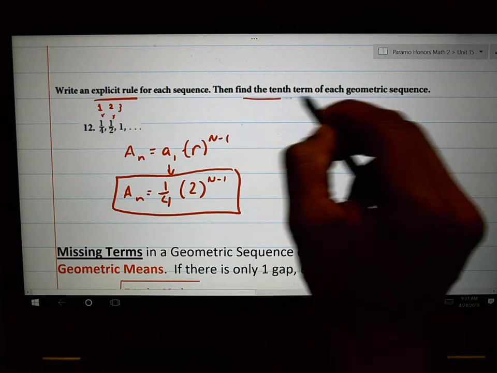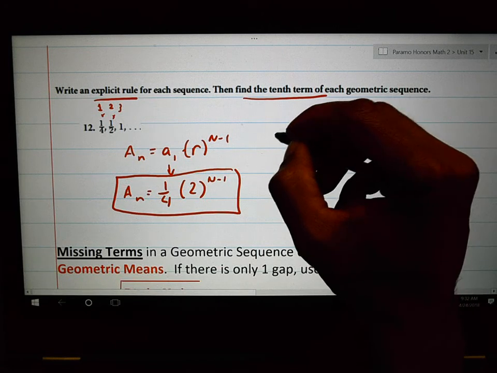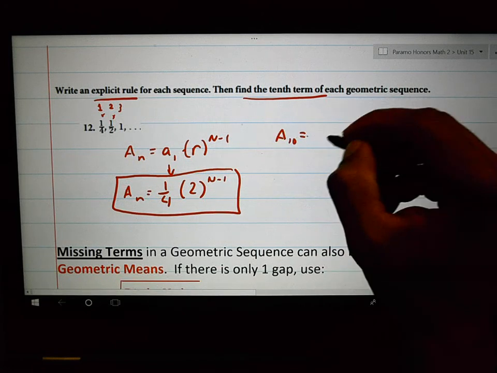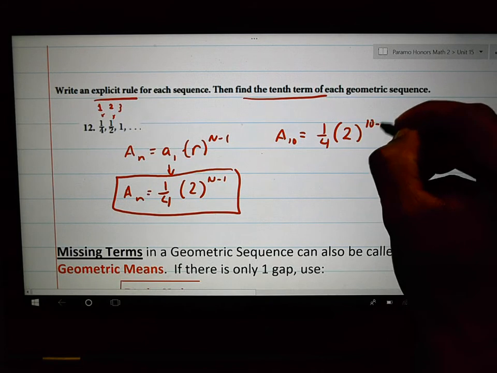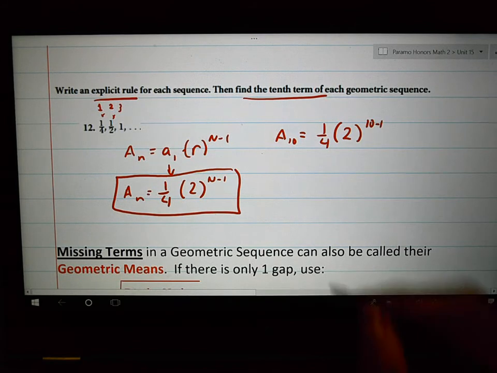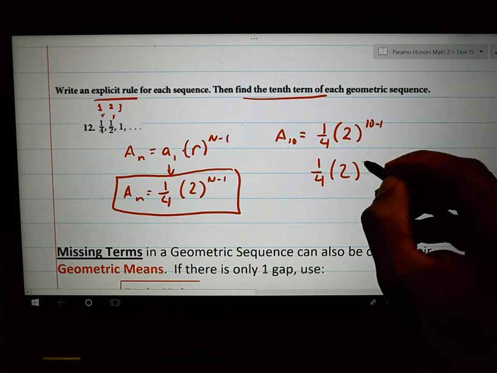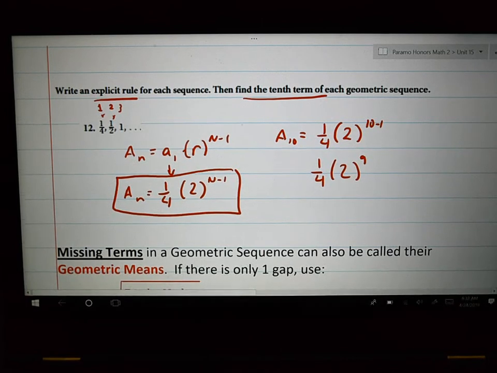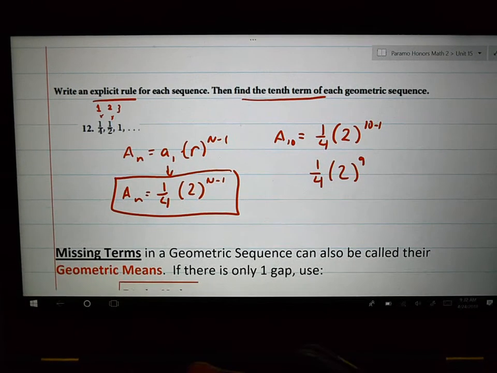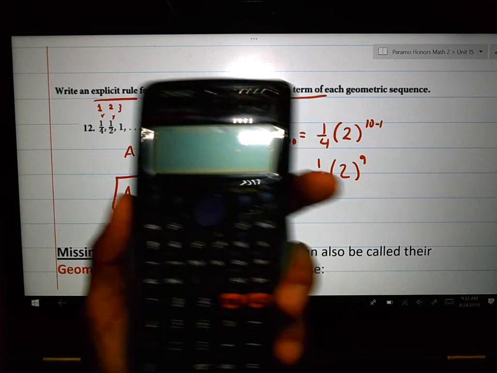The second question says, then find the 10th term. So let's use it to find the 10th term. The 10th term will be when I plug in 10 for N. 10 minus 1 power. 1/4 times 2 to the 9th power. This is definitely a calculator problem. I don't know if you want to do 2 times 2 times 2 times 2 times 2, 9 times, or if you want to just use that exponent button.